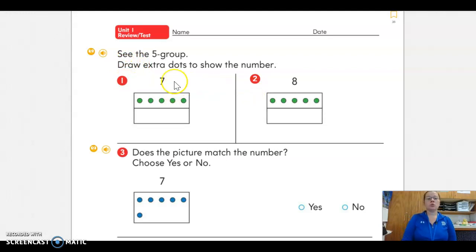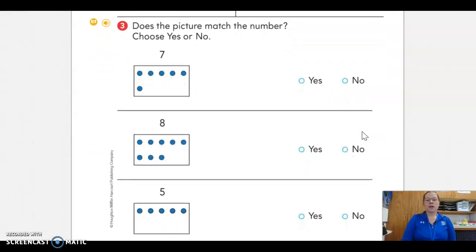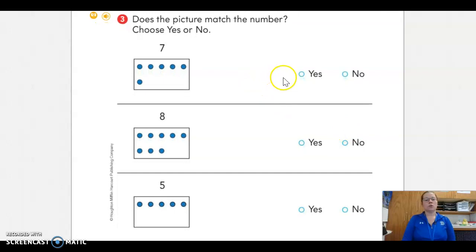So number 1 and 2, the directions are: see the 5 group, that's this part right here. Draw extra dots to show the number. So you need to get up to 7. You need to get up to 8. For number 3, it says, does the picture match the number? Choose yes or no. So you think to yourself, does this picture match the number 7? If it does, circle yes, or color in the bubble for yes. If it does not match, color in for no. Do the same thing with 8 and 5.